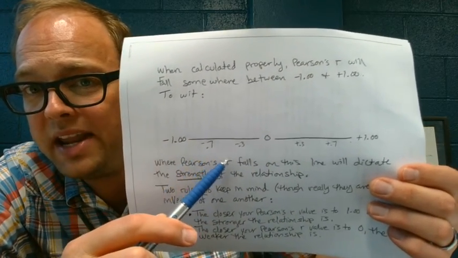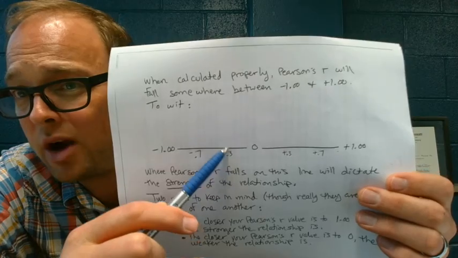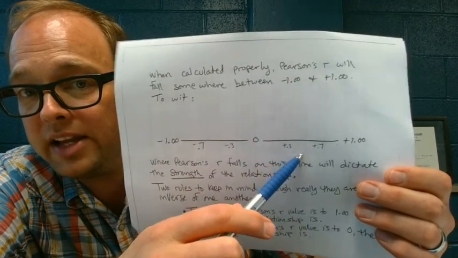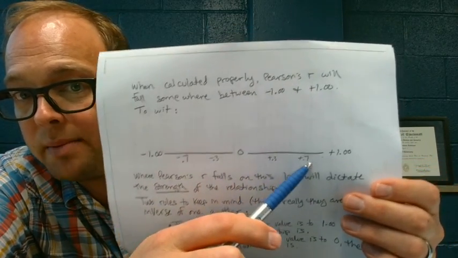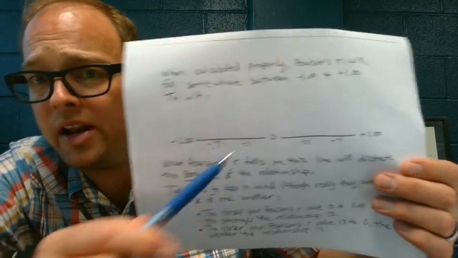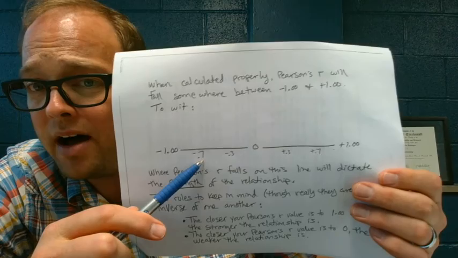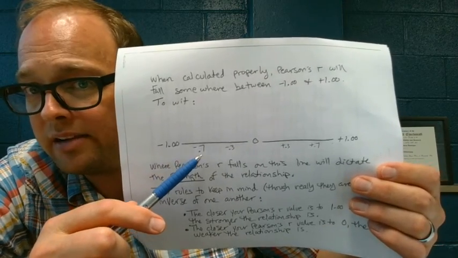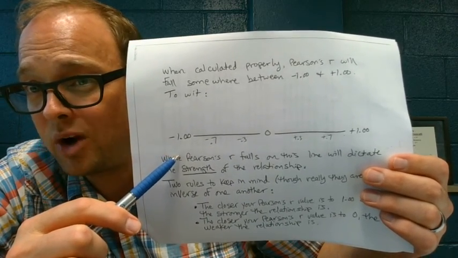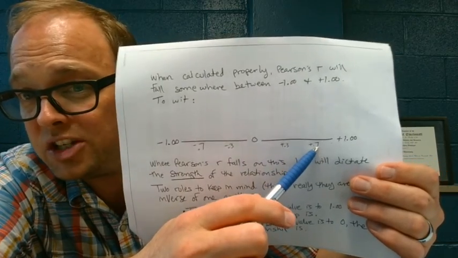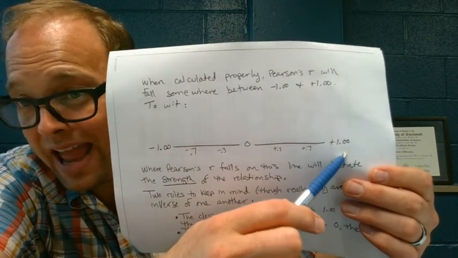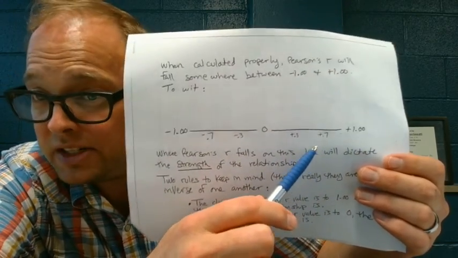Relationships that fall between negative 0.3 and negative 0.7 can be described as moderate. Likewise, relationships that fall between positive 0.3 and positive 0.7 can be described as moderate. And relationships that fall above or between negative 0.7 and negative 1 can be described as strong. And relationships that fall between positive 0.7 and positive 1 can also be described as strong.